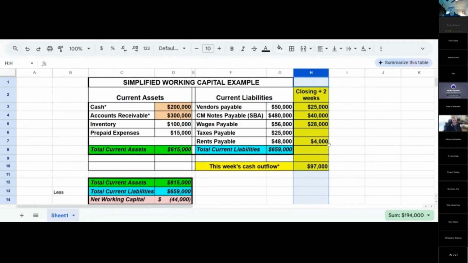So in this case, you've got to pay the trade. You have to pay notes payable on your current maturities, your monthly payment on your SBA note, $40,000. You have wages payable of 28, and you've got rents payable of $4,000, likely to the prior owner. So in 2 weeks, you're going to owe $97,000. You've got $200,000 in cash here, $300,000 in receivables. How's everybody feeling about that? You feel comfortable?